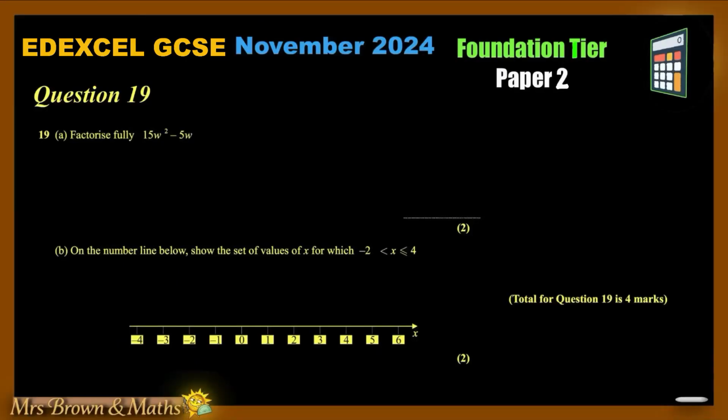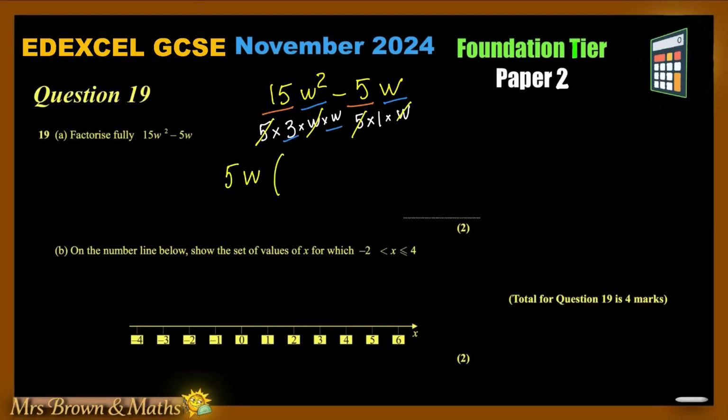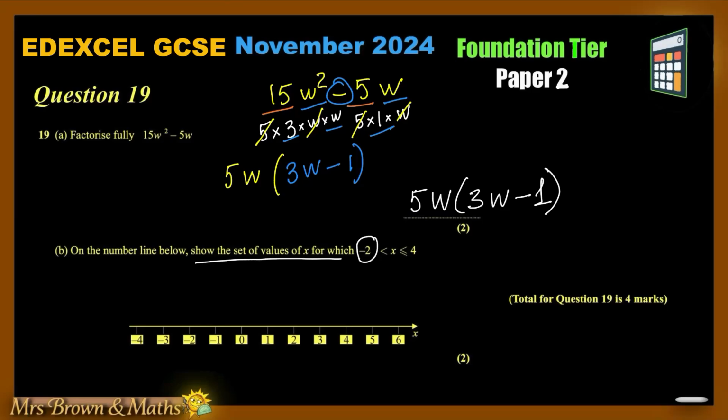Question 19. Factorize 15w squared take away 5w, work out the highest common factor. It is 5w, brackets, 3w take away 1, brackets. Be careful, not 0, 1. Have a look at the link above on this topic because it's a very common mistake. Second part, inequality. Number line, open circle at -2 and closed circle colored at 4. It means 4 is included.